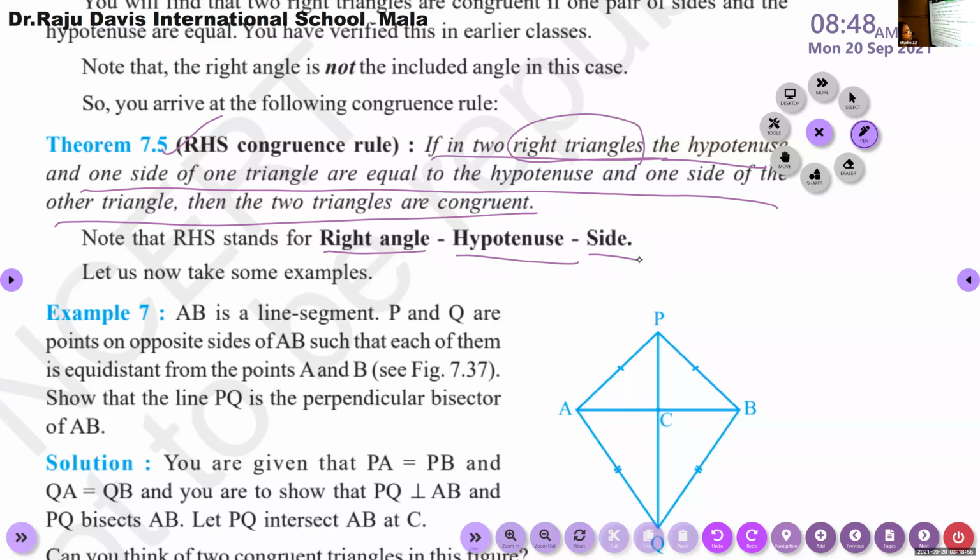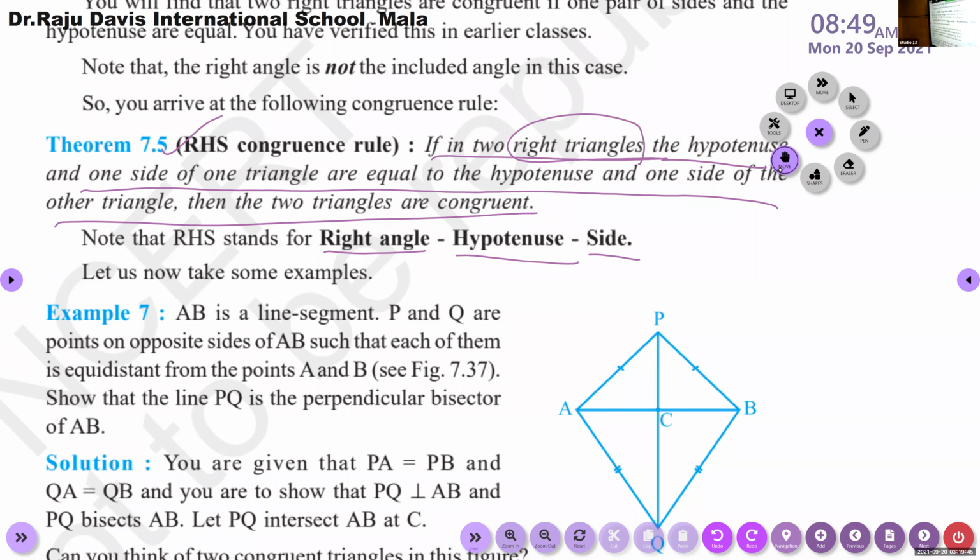Okay, Alina Varghese, read. If in two right triangles, the hypotenuse and one side of one triangle are equal to the hypotenuse and one side of the other triangle, then the two triangles are congruent.